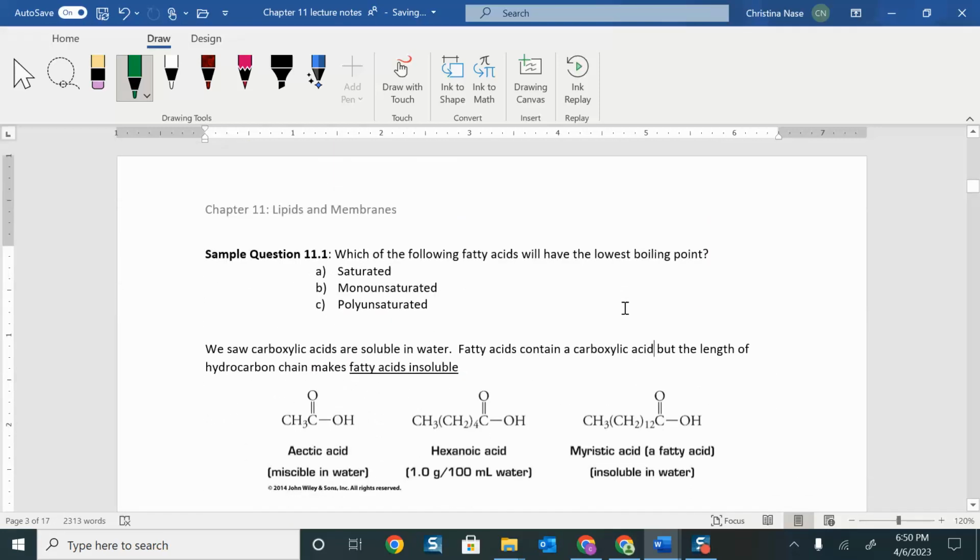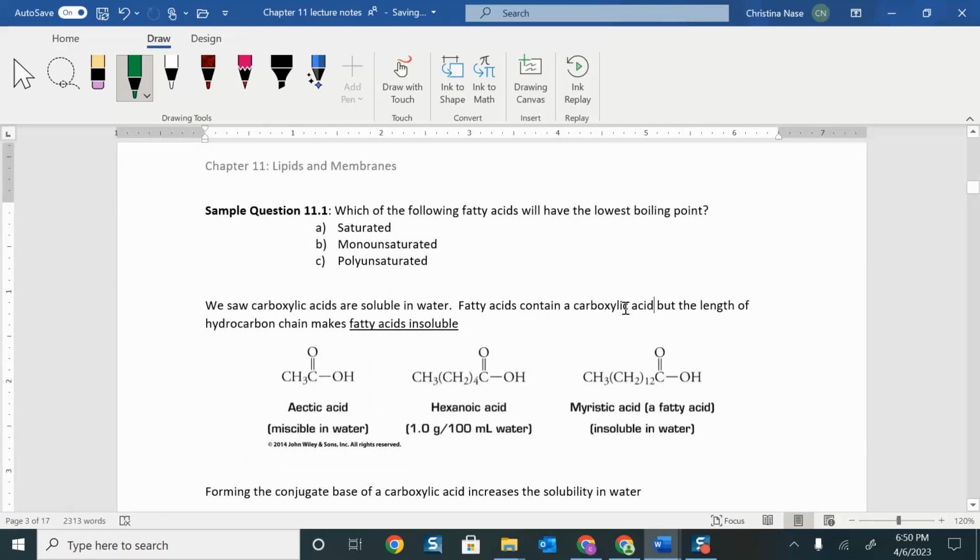Let's see, we have another question about boiling point. Which of the fatty acids below would have the lowest boiling point? What does that mean? A low boiling point means you're going to have weaker intermolecular forces. They're not going to be packing as tightly together. So this is going to be one that maybe has a lot of kinks in it, so maybe you have more than one double bond.